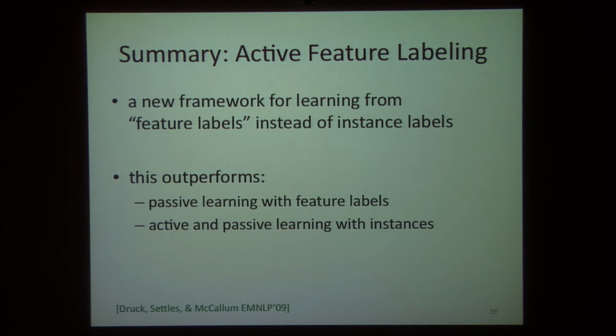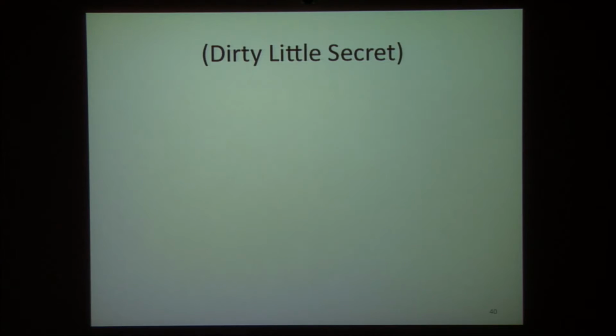So this interactive feature labeling approach is a new framework for machine learning with feature labels instead of instance labels. And demonstrably, both in simulated and user studies, it outperforms both passive learning by labeling features and active and passive learning by fully labeling instances. All right, so this is exciting, but I kind of misled you a little bit. I've got a dirty little secret to confess.